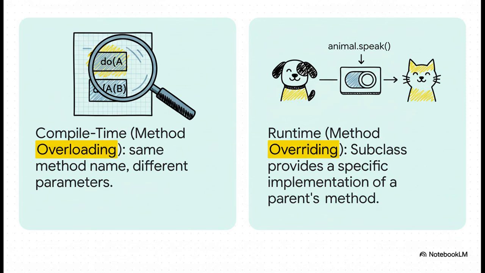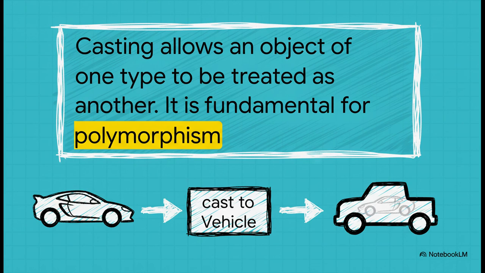First, you have method overloading, which is decided when you compile your code. Java looks at the method name and its parameters to figure out which one to run. Then you have method overriding. This is the really dynamic one. It happens when your code is actually running, and the specific method that gets called depends on the actual type of the object.